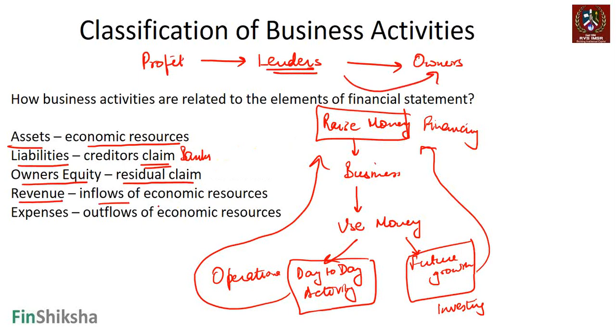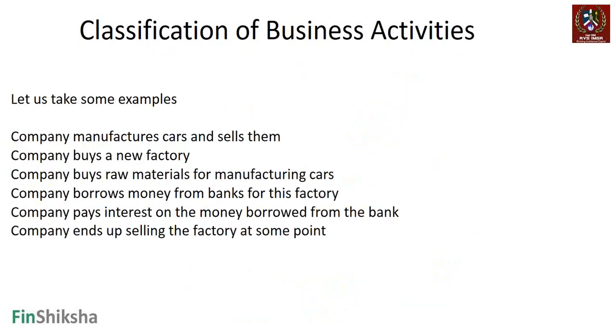Revenue is inflows of economic resources. Revenue is nothing but sales. If I'm a car manufacturing company, when I sell a car, that is when revenue comes in. Expenses are outflows of economic resources. Basically, I pay money and I get some sort of a product or service in response to that. That is going to be my expenses. So business activities are going to get related to these areas.